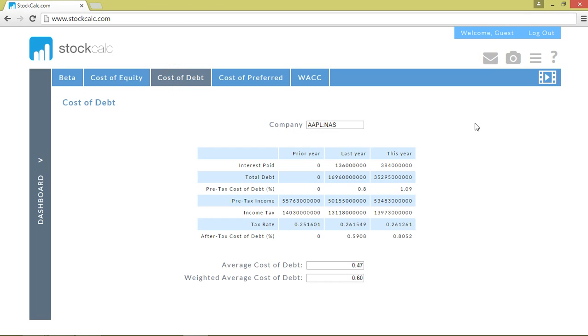The cost of debt is the borrowing cost on debt that the company endures as it's raising debt. This calculation is done directly from the financial data that's available. The cost of debt is the interest paid divided by the total debt, reduced by the tax benefit that arises from having the debt.